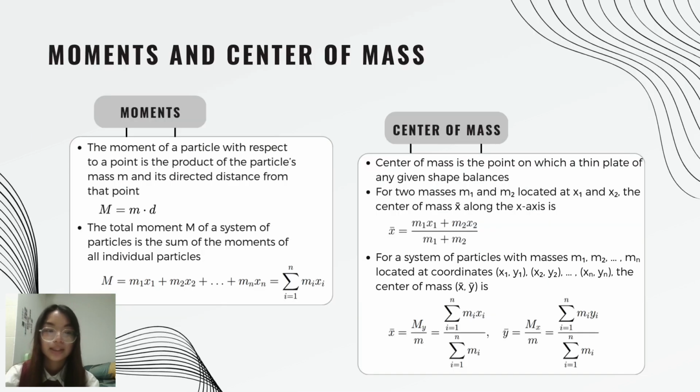Lastly, let us talk about moment and center of mass. So the moment of a particle with respect to a point is the product of the particle's mass m and its directed distance from that point. And the mathematical formula for moment is equal to mass m times the distance d. The total moment M of a system of particles is the sum of the moments of all individual particles.